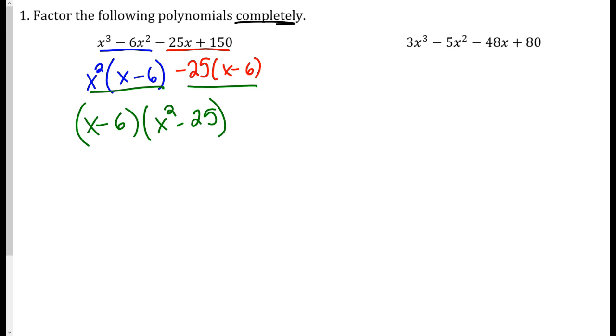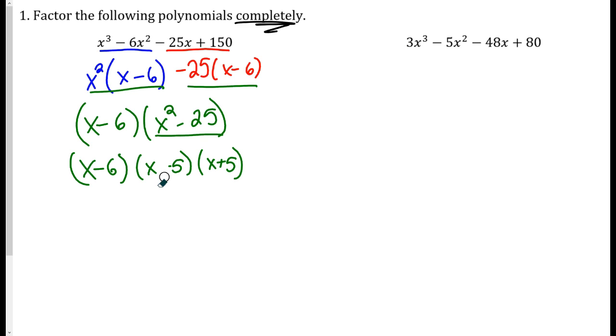But I want to factor completely. I always want to factor completely. So x squared minus 25, that's the difference of perfect squares. So we get x minus 5, x plus 5. So that's how I factor that first polynomial completely. Its factors are x minus 6, x minus 5, and x plus 5.